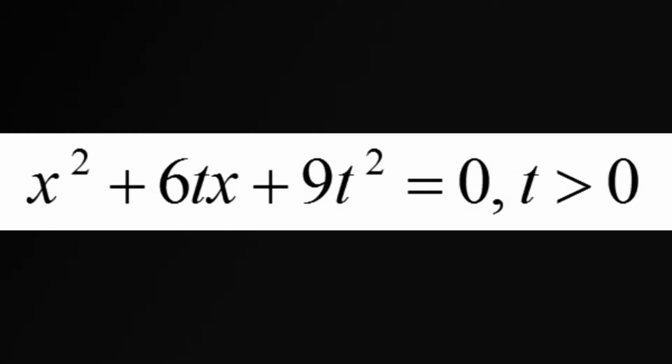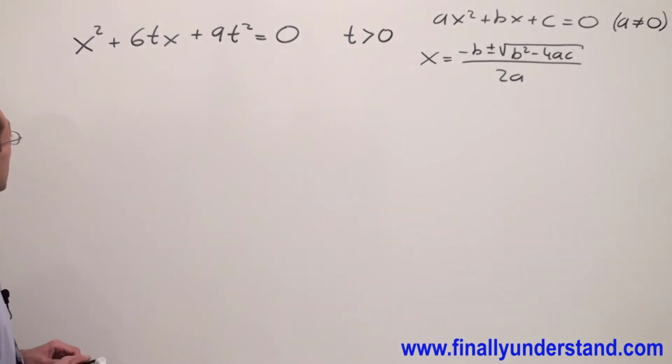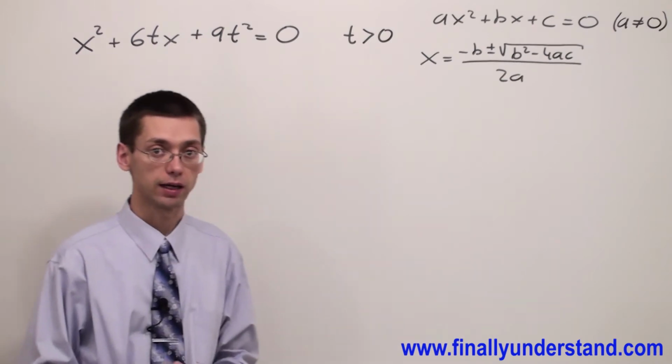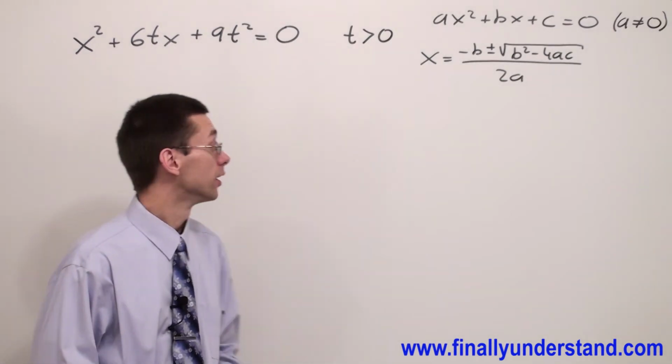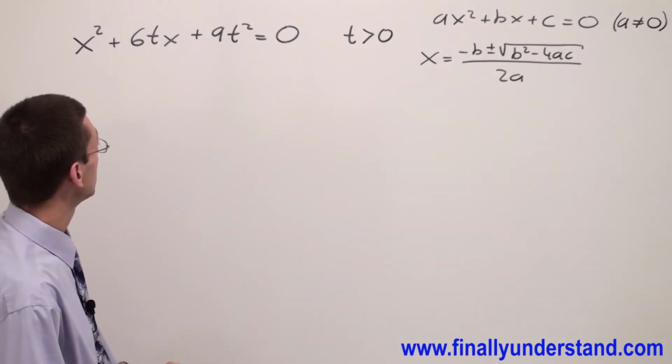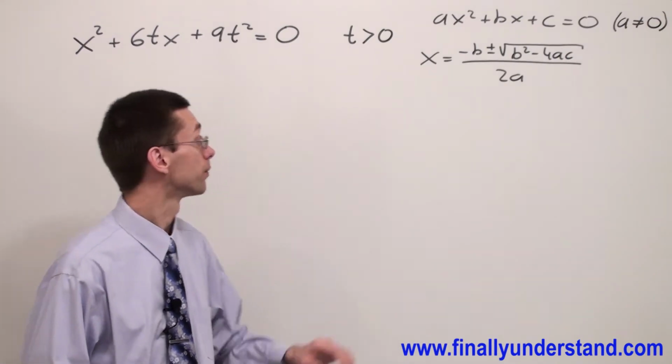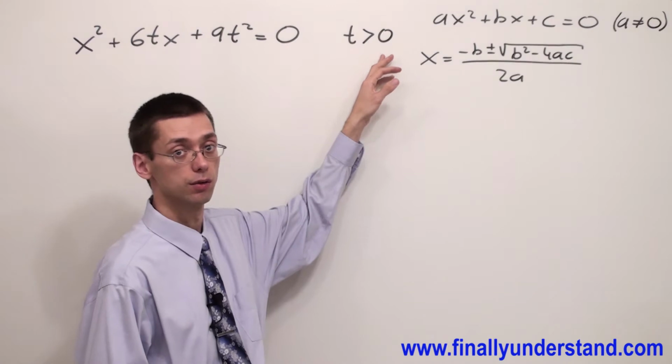Let's take a look at this example. This problem can look kind of confusing. You're supposed to just realize that we're supposed to solve this equation for x. X is my unknown. T represents any real number greater than 0. T is greater than 0.